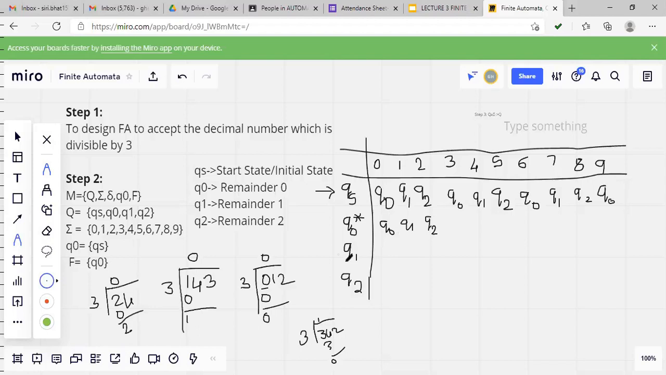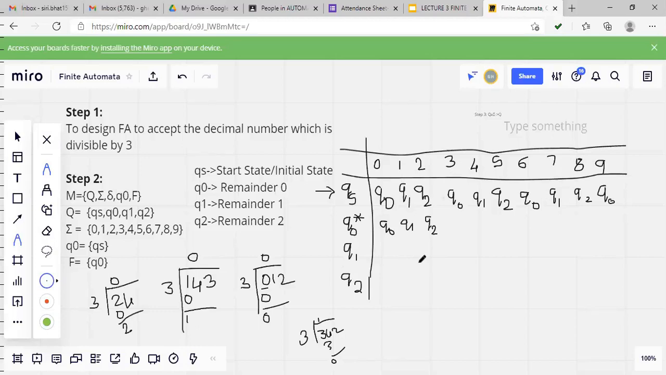First, we'll move on to this. What is this Q1? What do you mean by Q1? Q1, we have defined it as remainder 1. Means here I have 1. When I have 1 remainder, I'll be in Q1. Okay. So what I'll be reading here to fill this is 1, 0, 10, 1, 1, 11, 1, 2, 12, 1, 3, 13, 1, 4, 14, 1, 5, 15, 16, 17, 18, 19, and so on.